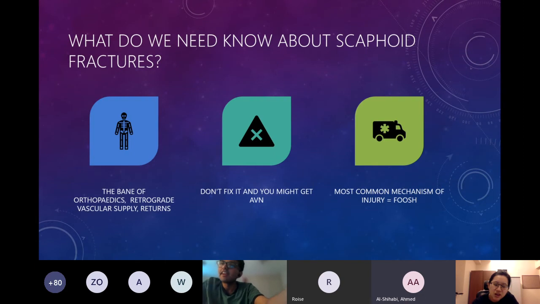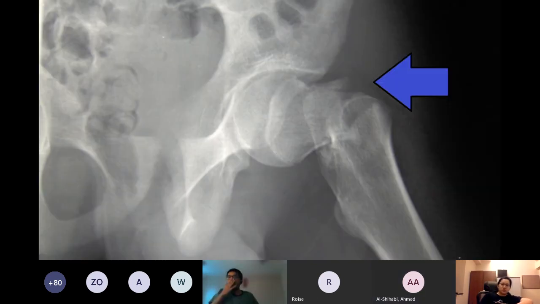Wait, just one thing. So yes, there is a really good, if you go back a slide. If you're worried about whether or not a fracture is displaced, there's a really useful X-ray sign. Does anyone know what that is? Type it in the chat if you know what it's called.